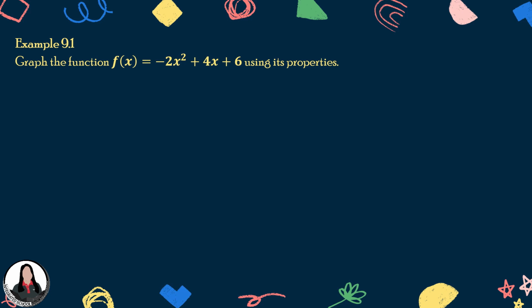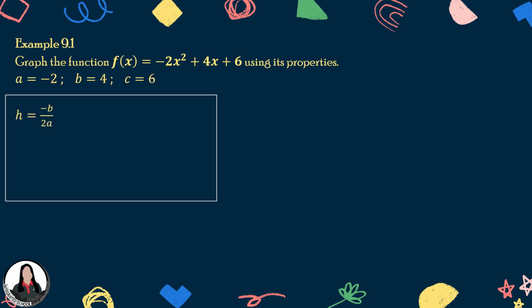Okay, so first, we are asked to get the vertex. Okay, so for us to get the vertex, since tayo ay nasa standard form, we can easily get the coefficients. A equals negative 2, B equals 4, and C equals 6. And then, using our vertex formula, H equals negative B over 2A. Let us substitute the values. We have H equals negative of 4 all over 2 times negative 2. So H is equal to 2 over 2, hence H is equal to 1.